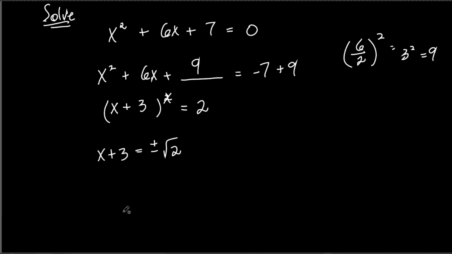How do I get rid of that 3? Subtract it. That's right. So x equals, subtract the 3 from both sides. This is how I'm going to write it. Watch. I'm going to put the 3 first. The minus 3 first.